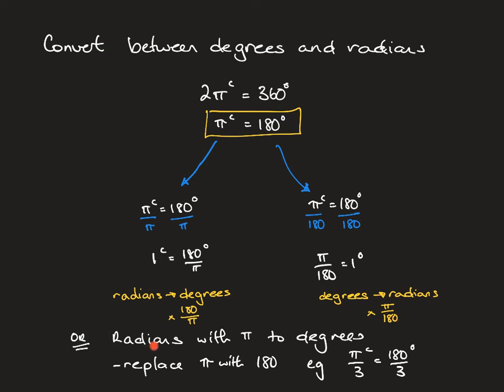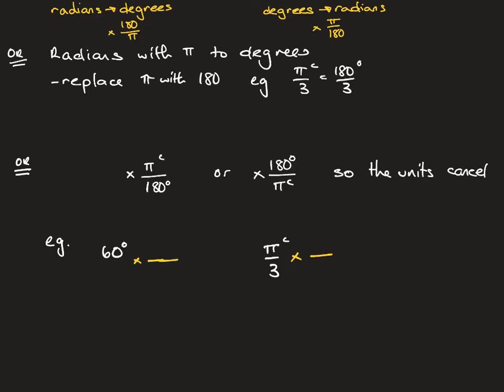Or a simpler way, if you've got radians with a pi in it and you want to turn it into degrees, what you can do is replace the pi with 180. So for example, if you've got pi on 3 radians, where that pi is, write 180 and simplify that and you'll get 60 degrees.